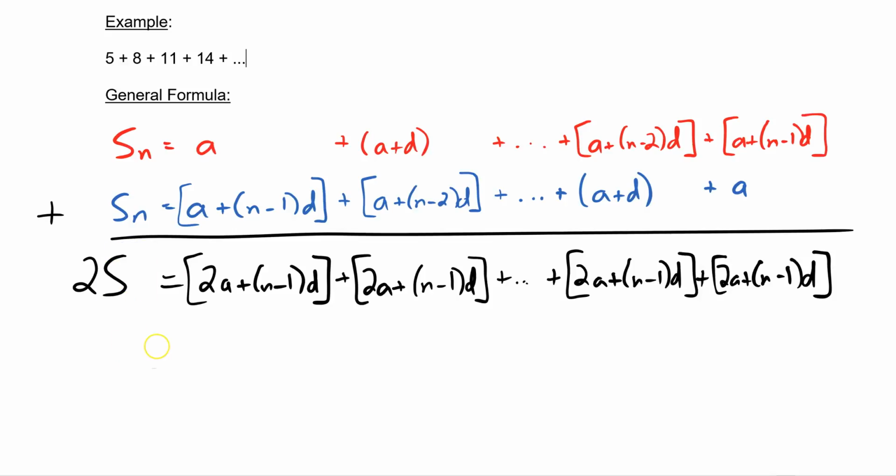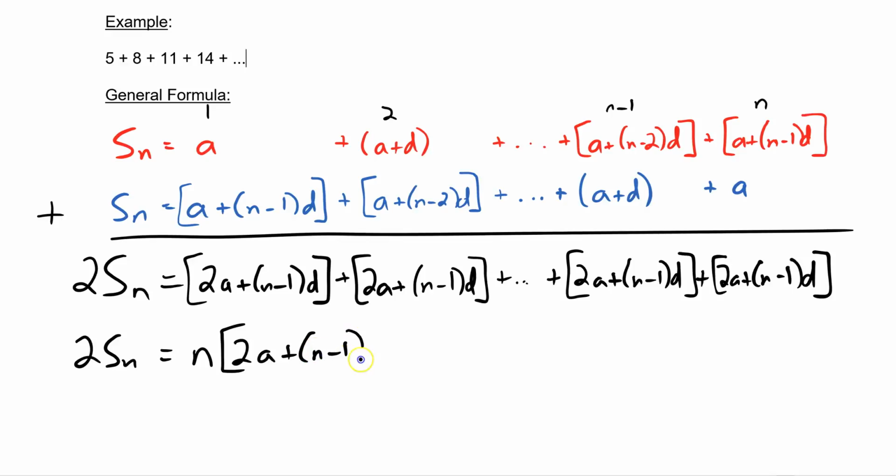So here's what I'm going to do. The question is first, how many times do I have this term of 2a plus n minus 1 times d? Well, if you think about it, how many terms do we have in the sequence here? This is term 1, this is term 2, and then dot, dot, dot. This is term n minus 1, this is term n. We have n number of terms. So instead of adding this so many times, I can just multiply it by n because that's how many there will be. So my final step to solve for the sum is to simply divide it by 2.